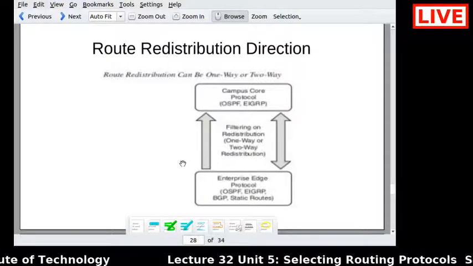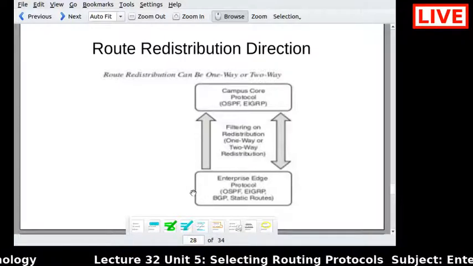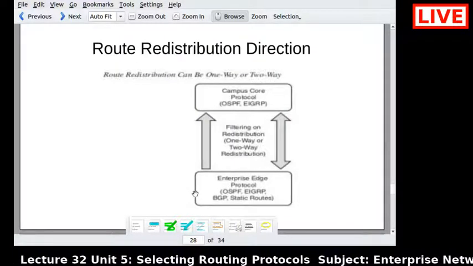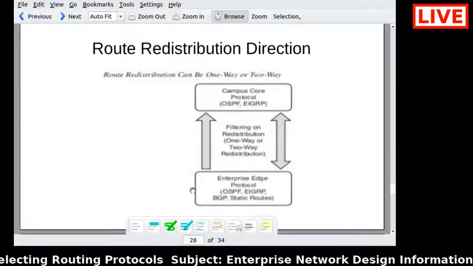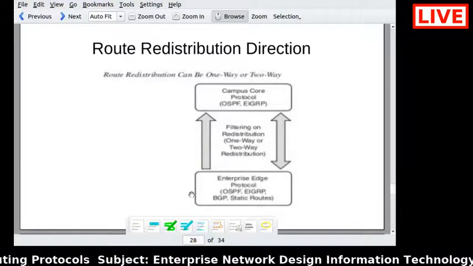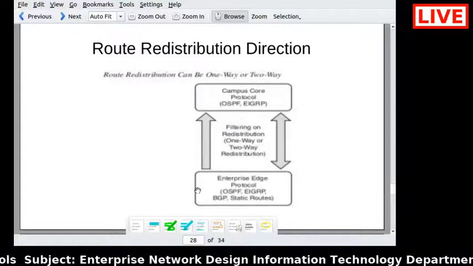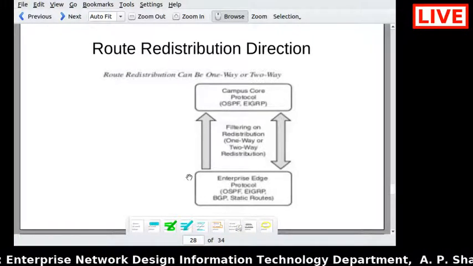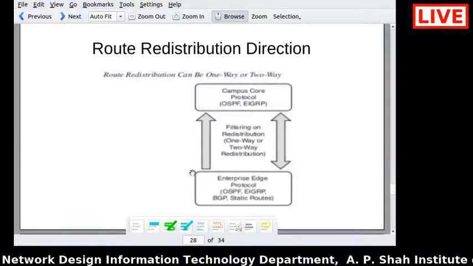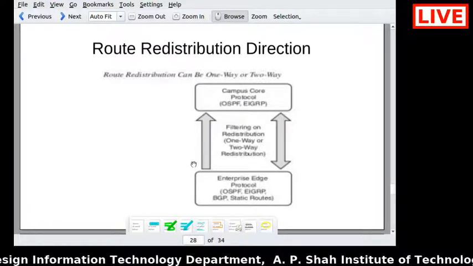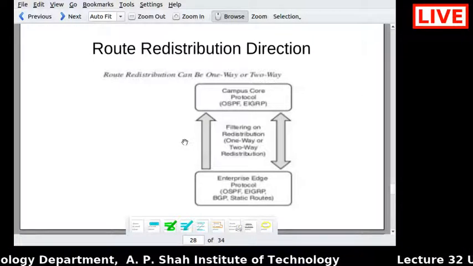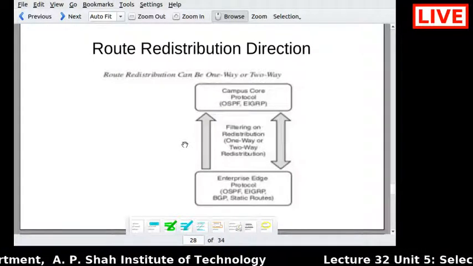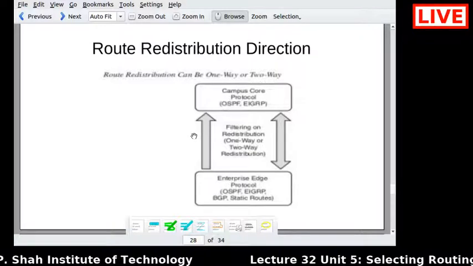We already saw this in our static routing demonstration. We provide a static or default route between the two routers in order to send traffic from one part to another part. That is nothing but one-way route redistribution in that topology, whatever we discussed in the static routing demonstration.